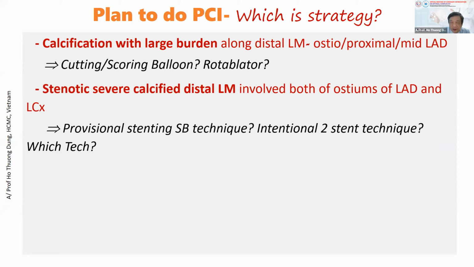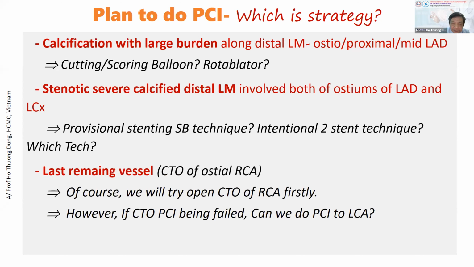We could choose, of course, a two stent technique, which is very good, but it might take a lot of time to do that. And it's very dangerous because this is the last remaining vessel. So I choose the one stent provisional side branch technique. Of course, because it's the last remaining vessel, I have a standby balloon pump.